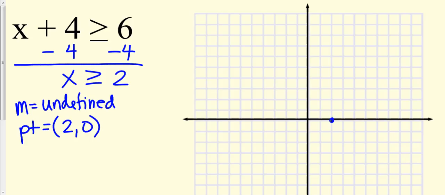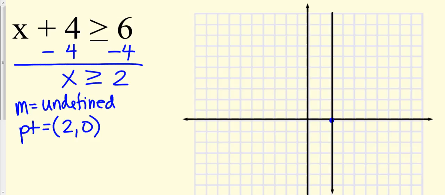And so taking a look at my inequality, that equal to tells me it is a solid line. So I'm going to grab my solid line. And undefined is a vertical line. Let me ask you another question: is this a function or not a function? Hopefully you know it's not a function because it's a vertical line. They share all the x coordinates, and if it's not a function, it's not a linear function. So nonlinear, not a function.